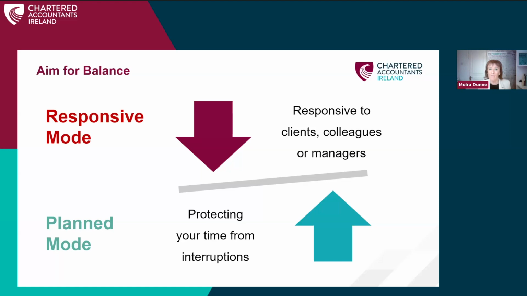And I suppose our environment has become so responsive. When I work with people and talk to them about this, they say, I didn't think I could do that. I thought I had to be available all the time. So it is really important to think about how we can carve out some time for planned work in our week while still being available to be responsive to others. And hopefully I'll be able to give you some ideas on that.